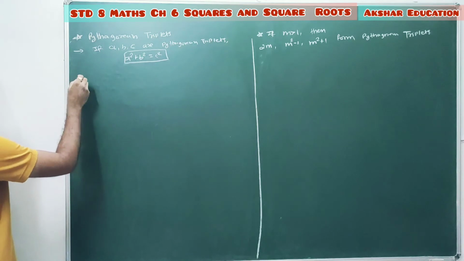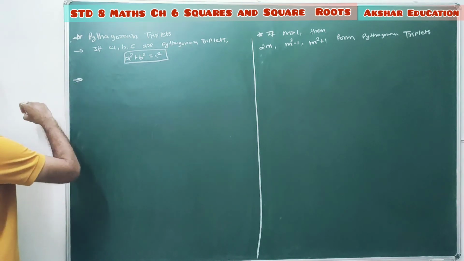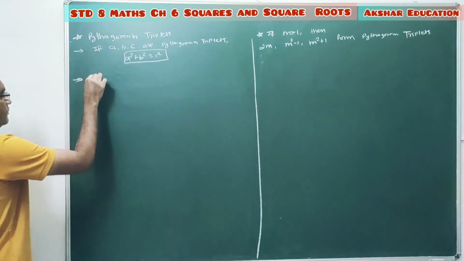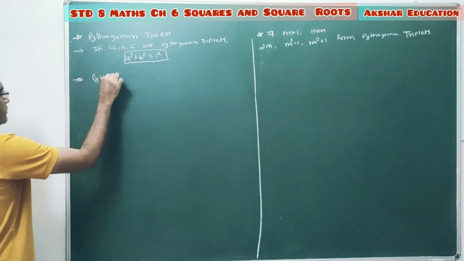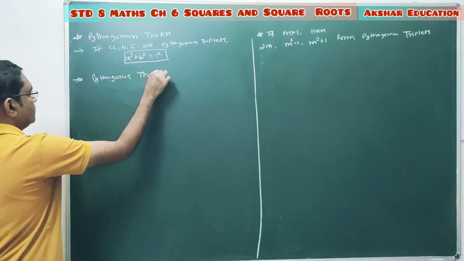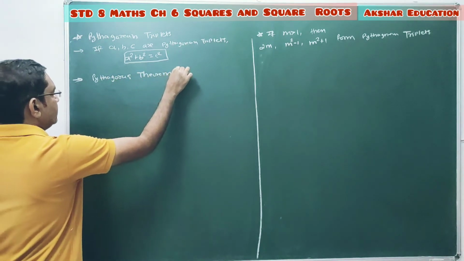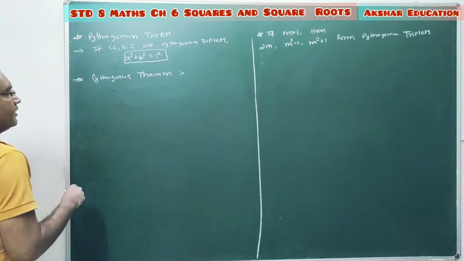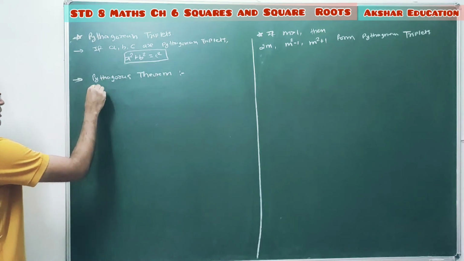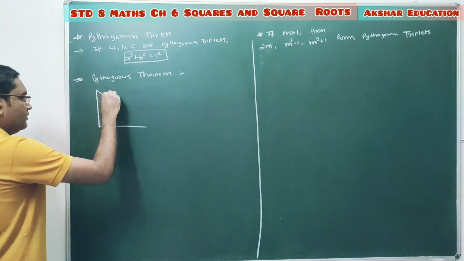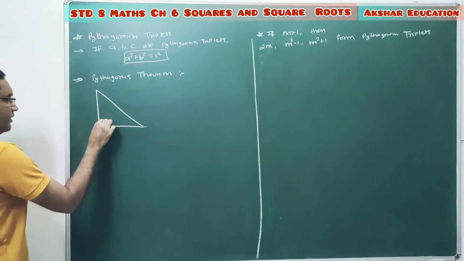So Pythagorean triplets comes from the Pythagoras theorem. A great mathematician is there who stated Pythagoras theorem for the right angle triangle. For which type of triangle? Right angle triangle. What is a right angle triangle? Measure of any one angle is 90 degree.